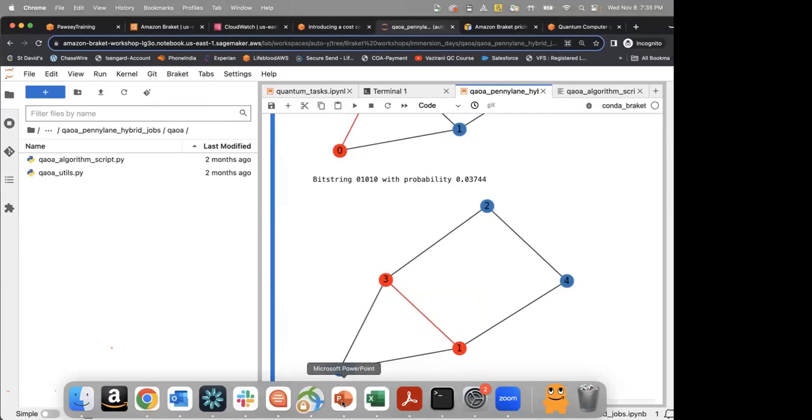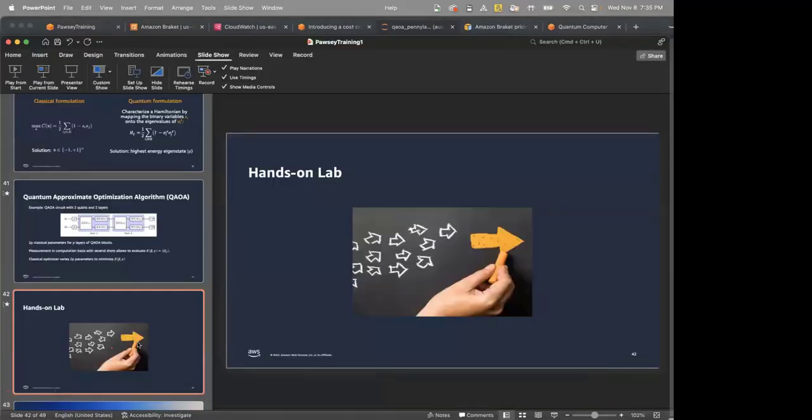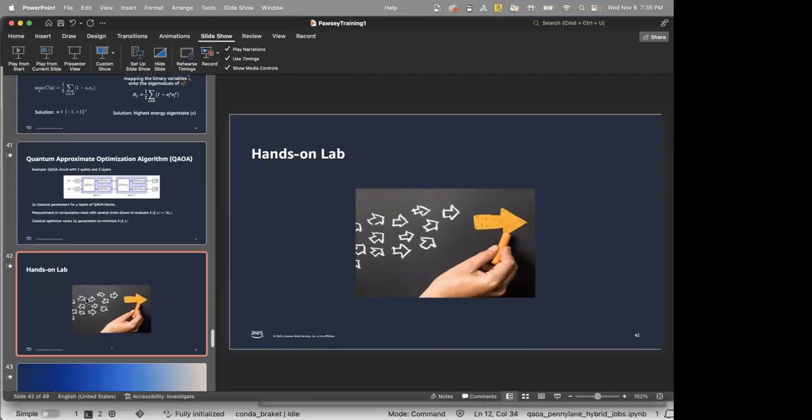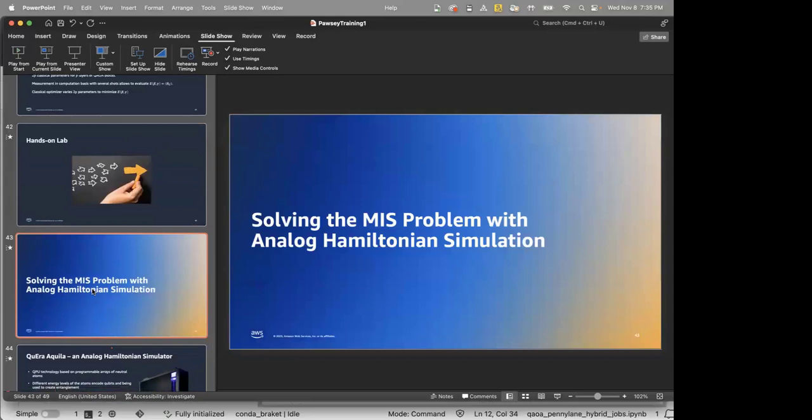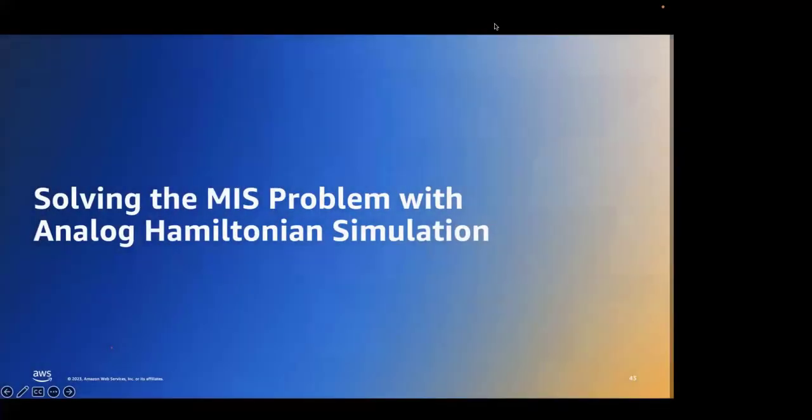Now I would like to go back to the presentation and take 10-15 minutes to talk about the Aquila device. Of course, I don't suppose it will have too much merit to show a hands-on session for the Aquila device, but I would like to give you a flavor of what an analog Hamiltonian simulation device looks like. So if there are no more questions, we can go back to the presentation and play from the current slide.